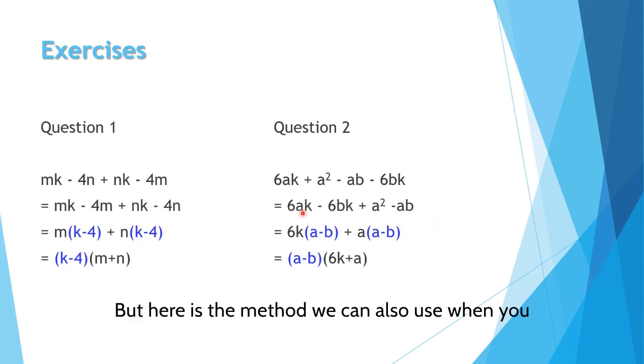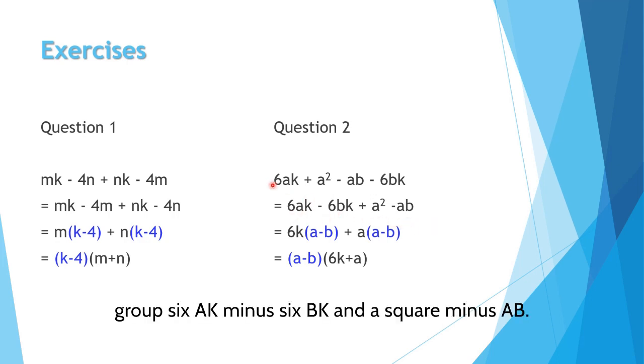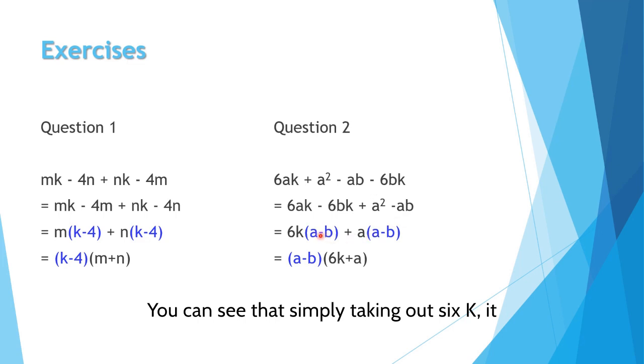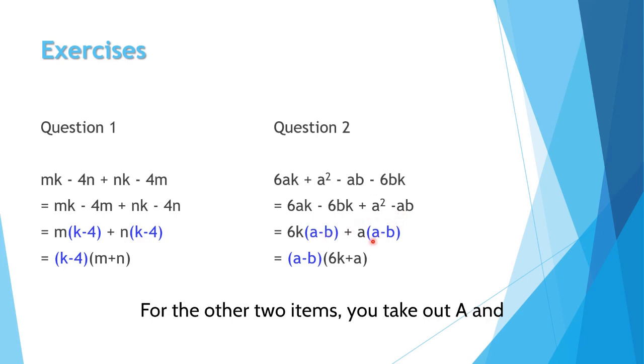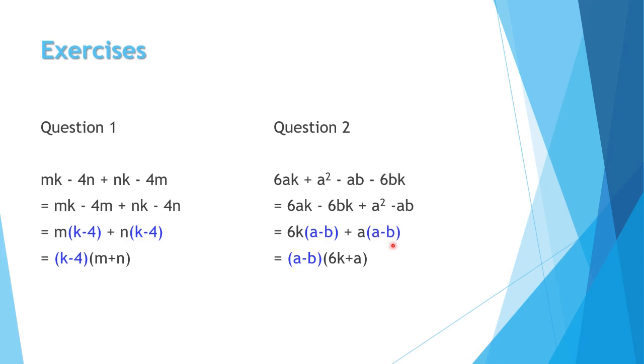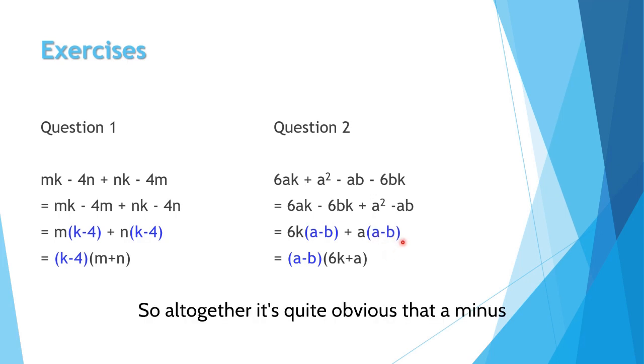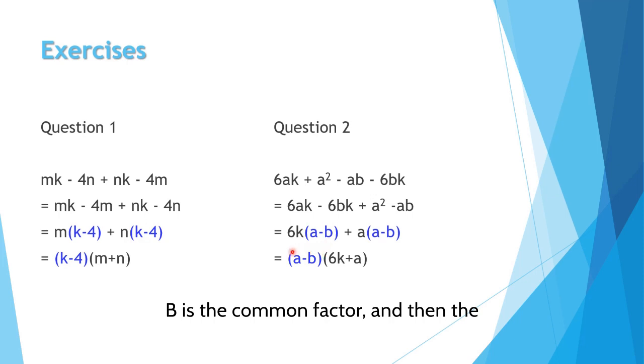But here is the method we can also use when you group 6ak minus 6bk and then a squared minus ab. You can see that simply taking out 6k, it would give rise to a minus b in this bracket. For the other two items, you take out a, and then it will give rise to a minus b. So altogether, it's quite obvious that a minus b is the common factor. And then the rest will be in another bracket. So here is the final answer.